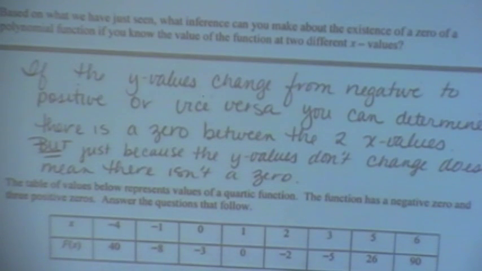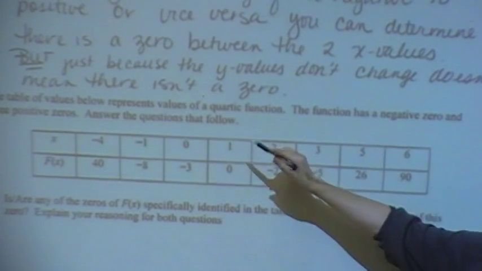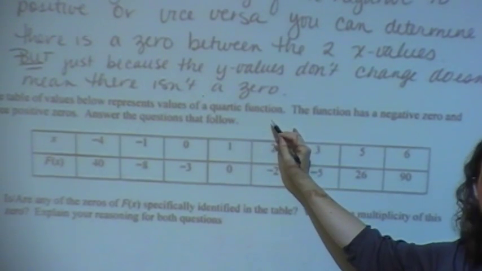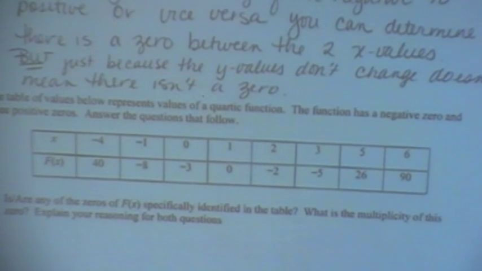Okay, so they've given us a table of values. It's a quartic function. So just so you know, when they give you this information, the values below represent a quartic function, this is not all of the values. It's just like pulling up the table on your calculator, and if we could scroll left and scroll right, there would be more. This is just a little snippet of the table. So it's not a discrete function, it's actually a connected quartic function. Okay, the function has a negative zero and 3 positive zeros. Answer the questions that follow.